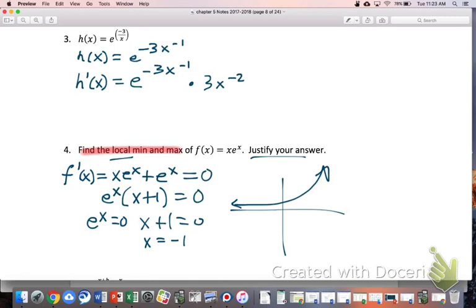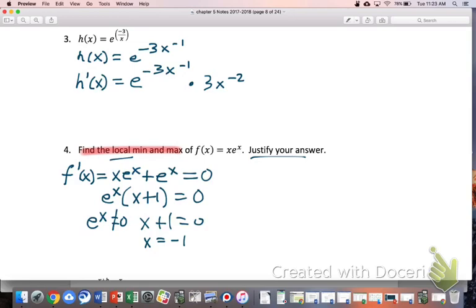It always stays above. So because e to the x never equals 0, I probably should just write that, right? E to the x never does actually equal 0. We're not going to get any solutions from that factor. But the other one, of course, we did. X equals negative 1. Any questions on that?